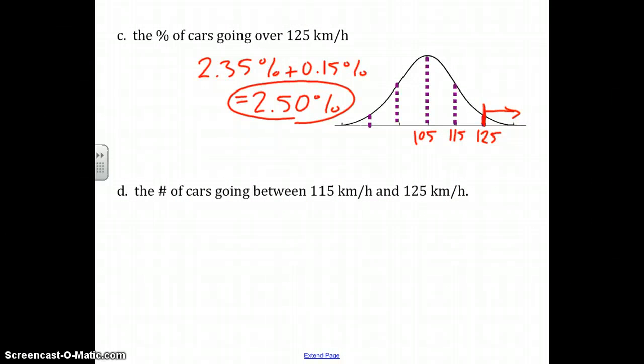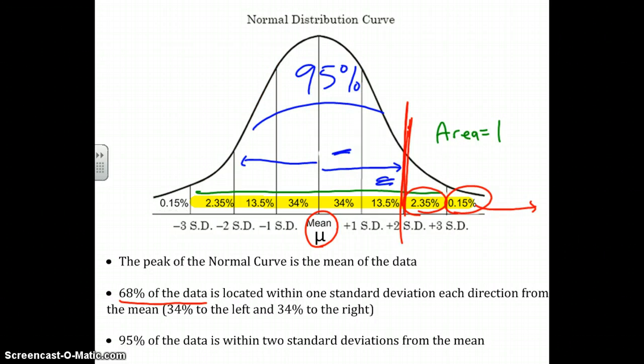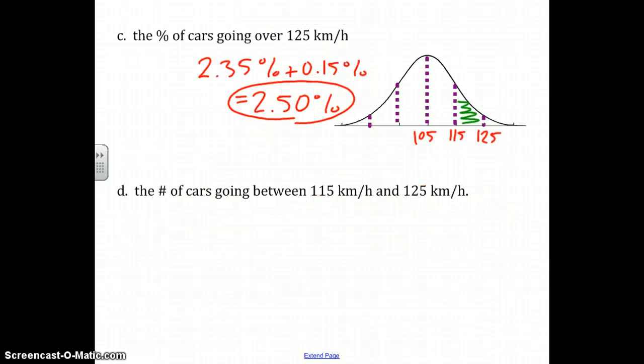Okay, and then part D, the number of cars going between 115 and 125. So that's looking in this area here. So what percent goes in there? Well, we go back to this, and it's the 13.5%. It's between 1 standard deviation and 2 standard deviations. So we said that's 13.5%.